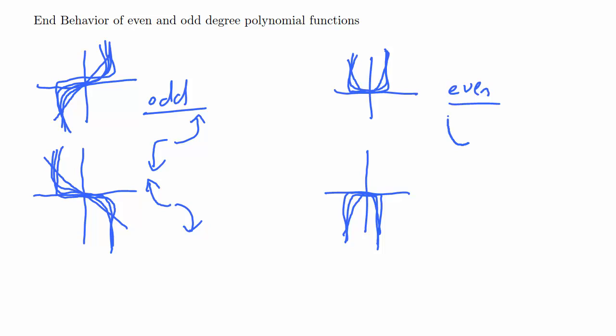So, as you go to the left, it will go up, and because it's even, it's on the same side, so it's going to go up on the right-hand side. Or, as you go down to the left, it will go down to the right as well. Notice that this is a positive leading coefficient. This is a negative leading coefficient. And over here again, this is the positive leading coefficient. And here is the negative leading coefficient.